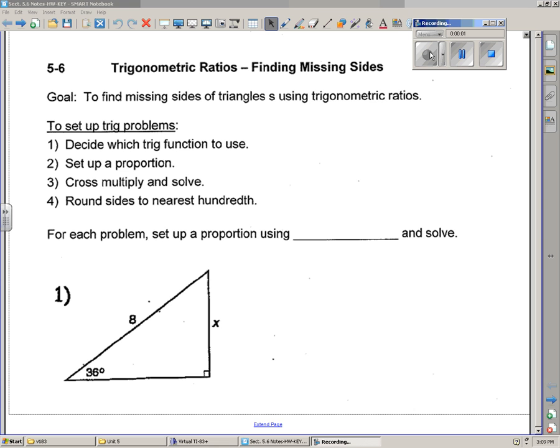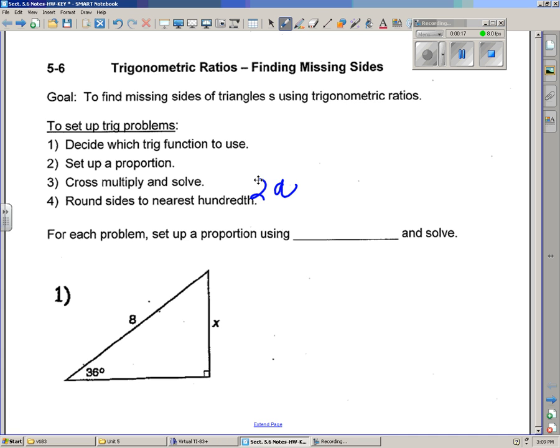Okay, so for today's lesson, we're going to deal with trig ratios and finding the missing sides. In order to do this, you have to decide which trig function to use. You need to then set up a proportion. You're going to cross multiply and solve, and you're going to round sides to the nearest hundredth. Hundredth happens to be 2 decimals.